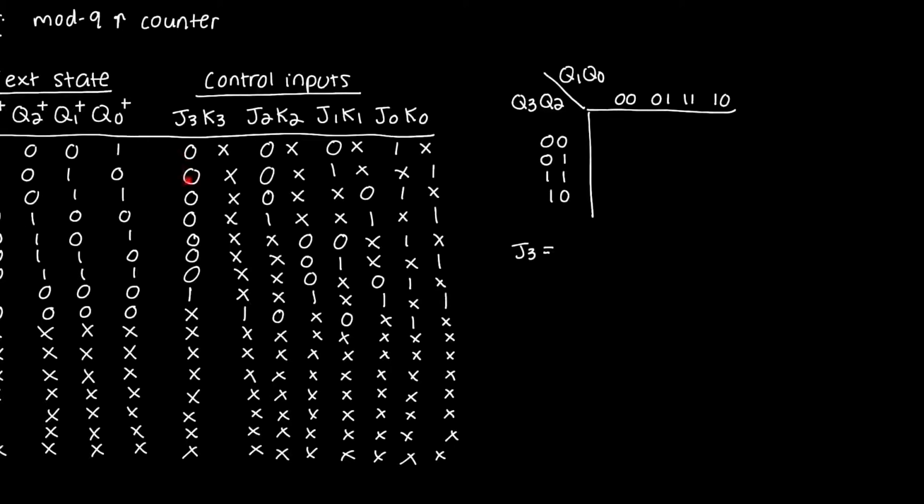I'm looking at this column over here, and I'm going to fill in the K-map. I'm going to start with 0, 0, 0, 0, 0, 0, 0, 1, and the rest are all X's. Looking at the K-map, I can circle these two over here, and that gives me an expression for J3 that is Q2, Q1, Q0.